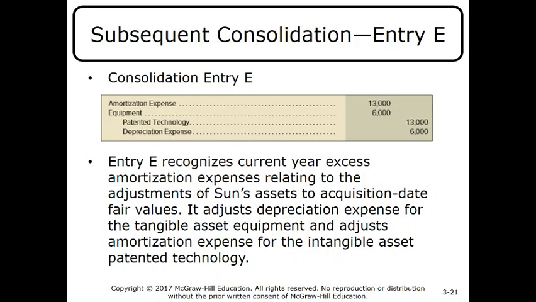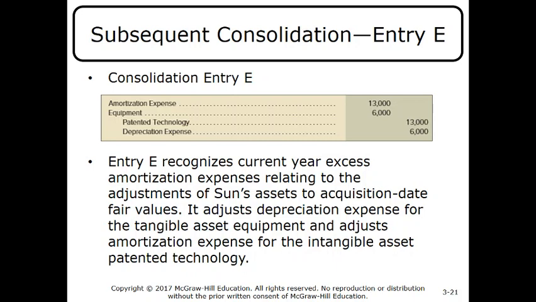And here's your negative amortization, or in this case, negative depreciation. So you're actually crediting depreciation expense. Now you could simply make two different entries here. You could debit amortization expense 13 and credit patented technology for 13, and then do a separate entry for equipment if you wanted to. Again, that's kind of up to you how you want to do that, whatever helps you.